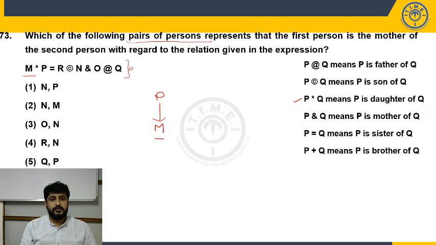Next, M star P is done. Now continue with P equal to R. P equal to R means P is the sister of R. So I can confirm that P is a female, and P and R will be in the same generation and they are siblings. Now R copyright N.